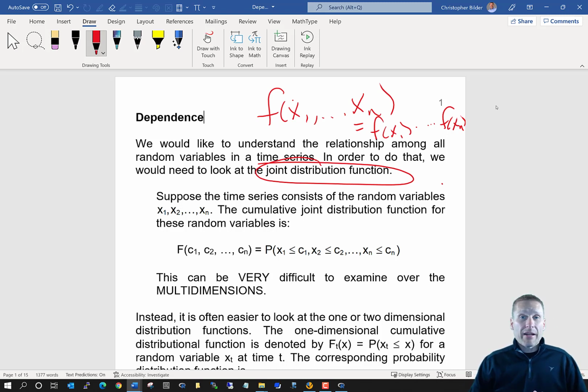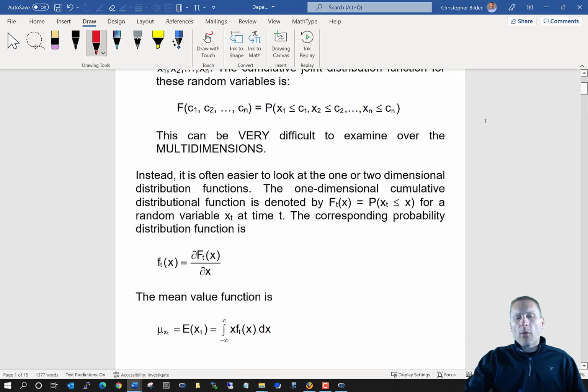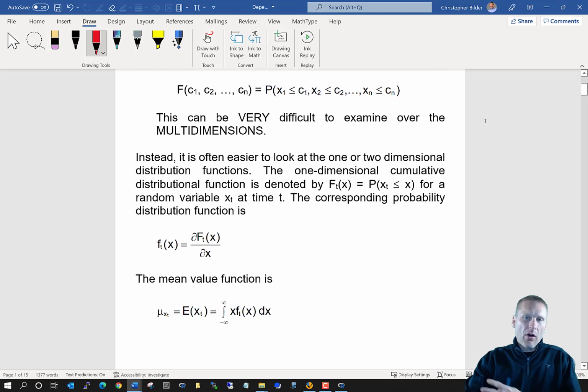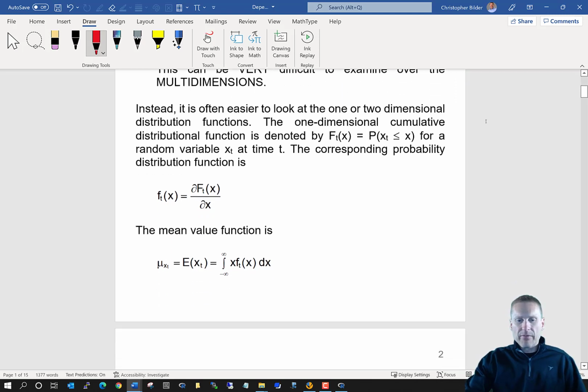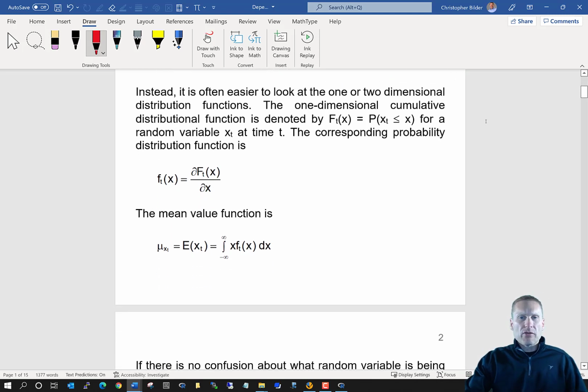We can't do that here because we now do have dependence between the random variables in our time series. And so this makes getting at that joint probability distribution function much, much more difficult. So we won't completely be able to understand all the kinds of dependence that exist. But what we will do is try to simplify the problem, so that we can get an idea of what the dependent structure is.